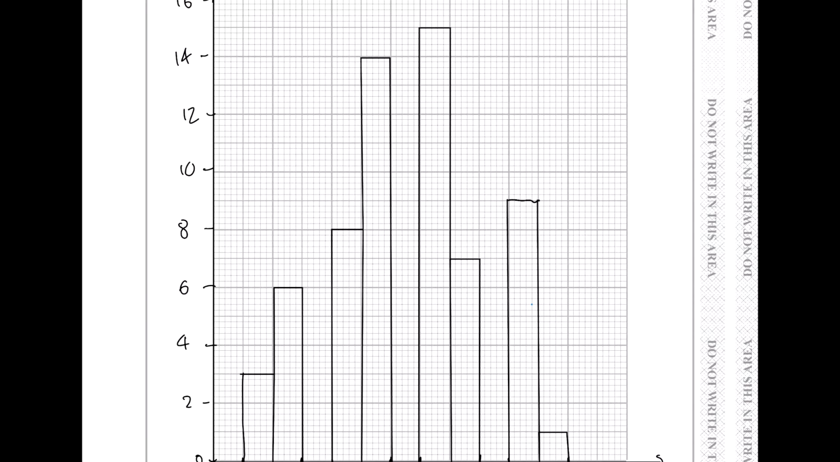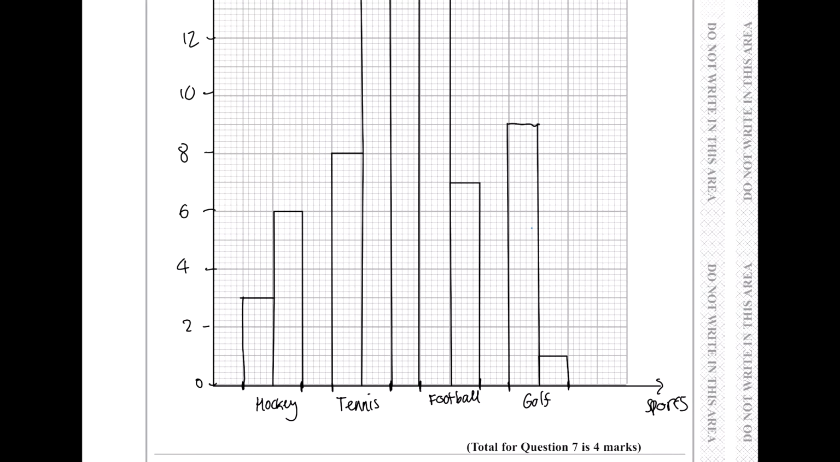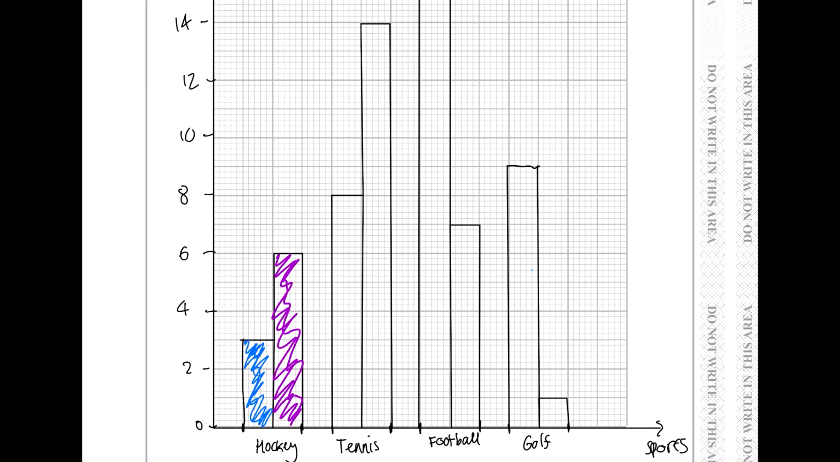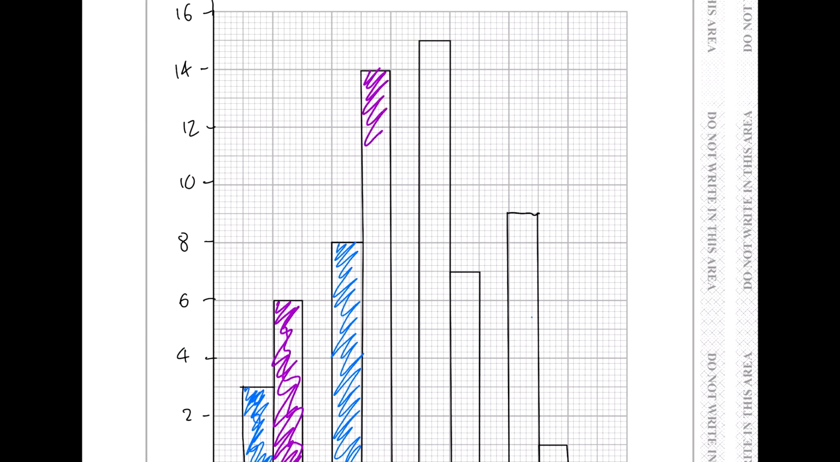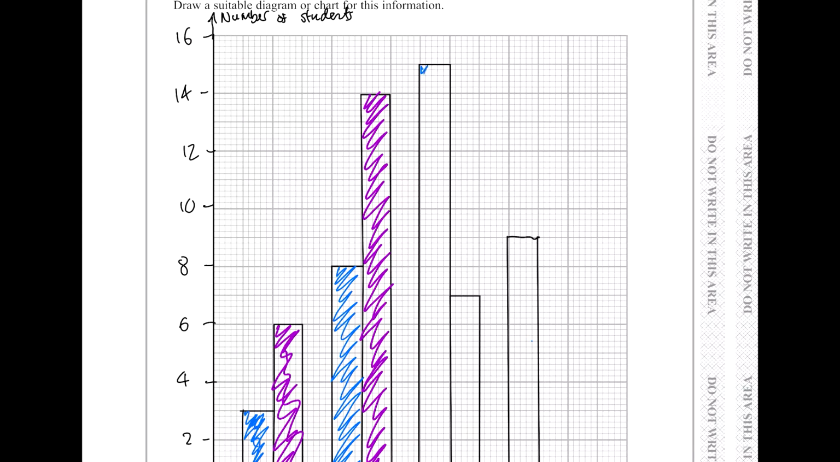Okay, great. And now what we can do is shade things in a little bit. So we'll use blue lines to cover up the boys. So boys would be this one, and girls would be the purple one, far up to here. And this one is the boys again, shading it like that. Girls would be here. Again, boys up here.